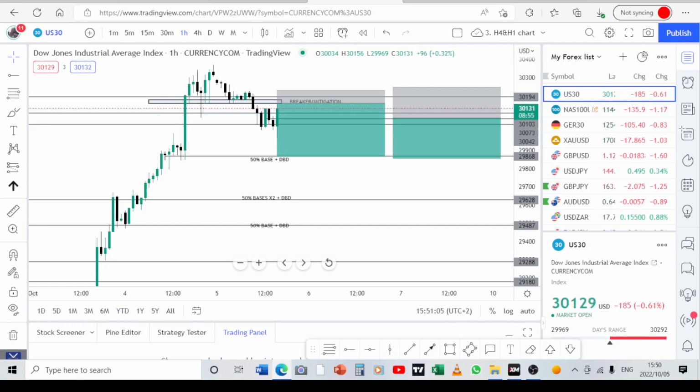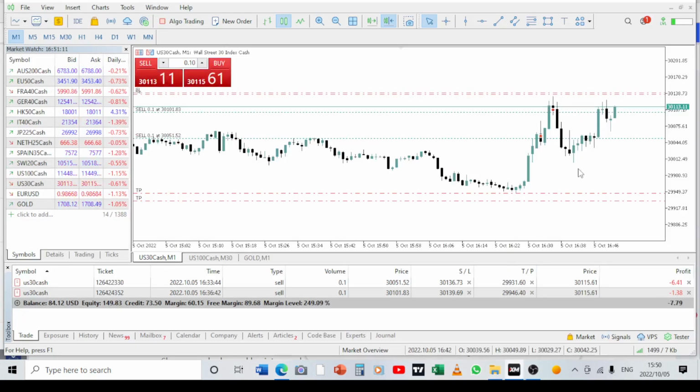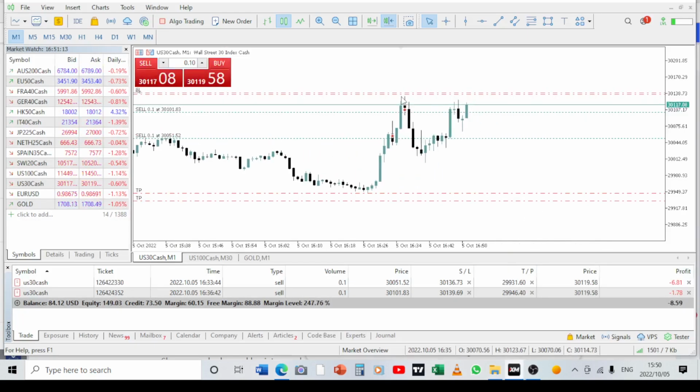Okay, it seems like we are going to be out. Here's something that I've seen, guys. Equal highs, then it came to retest this to go for buys, at that 50% that we had ourselves.